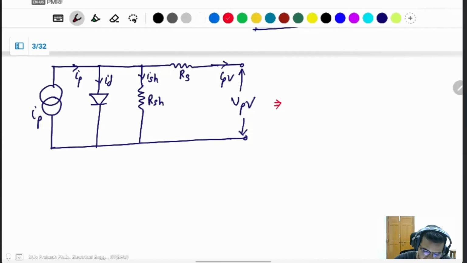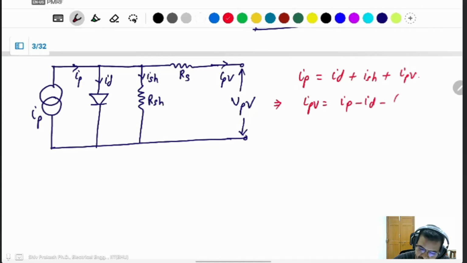In this condition, the total photon current is the diode current ID plus the shunt current ISH plus the PV current, finally IPV. Then what is the IPV? In our panel, the PV cell current is IP minus ID minus (V plus I into RS) divided by RSH. This will be the IPV.